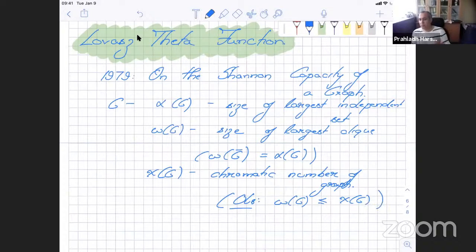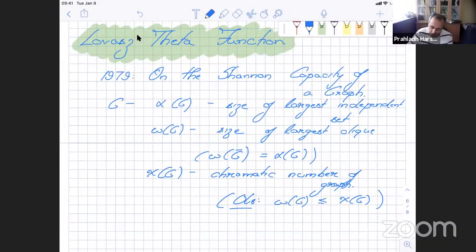Any clique can pick at most one vertex from each of the color classes. It cannot pick two vertices from the same color class because then there's no edge between them. So any clique, particularly the largest clique, can pick at most one vertex from each of the color classes. Therefore, omega of G is always at most chi of G.